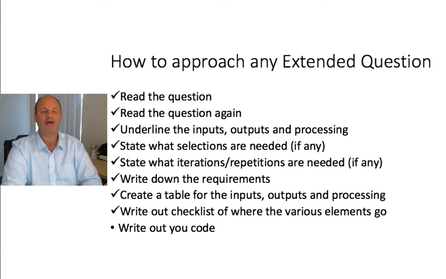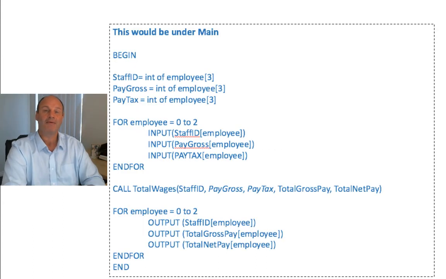Well done. We have done all the preparation work and we should be ready to write our pseudocode. Before we get started, I have written what I would think would be in the main menu. You can see that the arrays have been named and elements in all of the arrays have been given the same name, employee. Data has been inputted into all of the arrays and then the arrays of pay gross and pay tax have been sent as parameters to the module total wages. Yes, you can send arrays as parameters. Finally, you can see that the results would be outputted in the main menu.